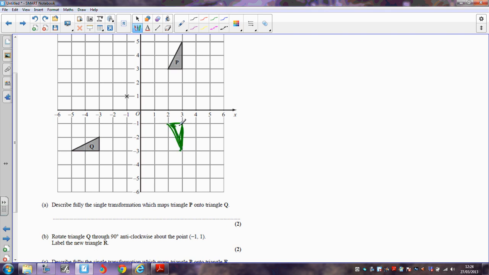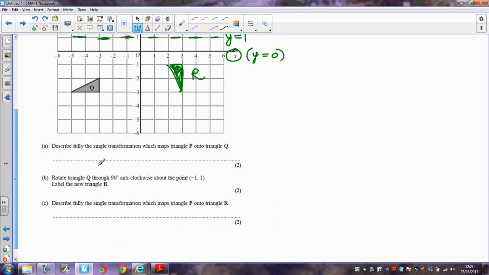And the question says, what is the transformation that takes P onto R? I can see again, it's quite an easy reflection this time. It's a reflection in a line which goes horizontally across here. So here's the mirror line, and the equation of that line is y equals 1. Remember, the x-axis has equation y equals 0. So this is the line y equals 1. In other words, the single transformation which maps P onto R is a reflection in y equals 1.